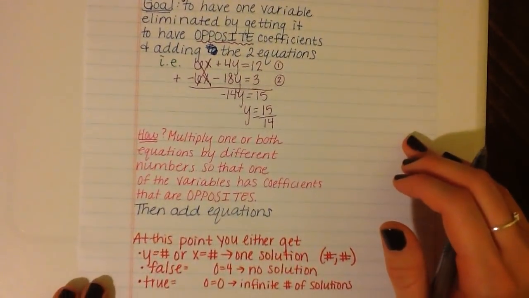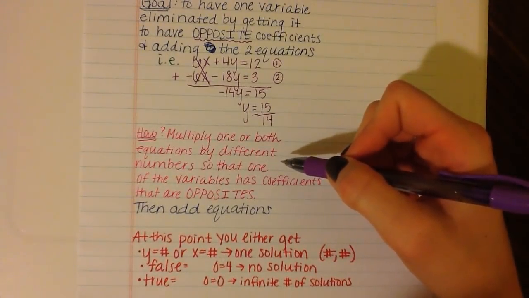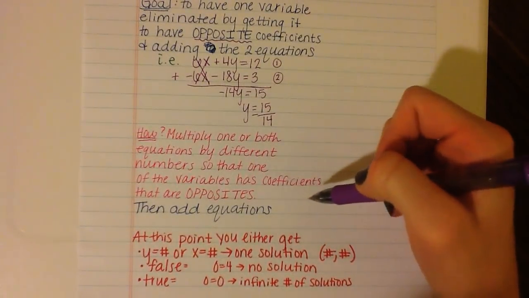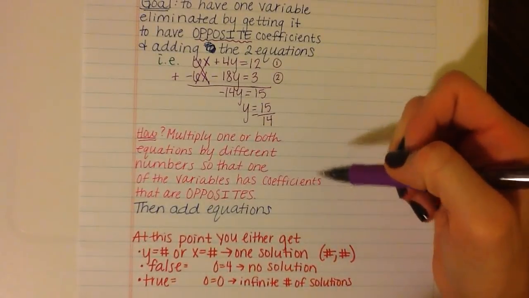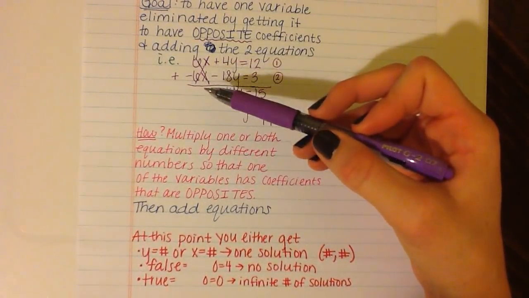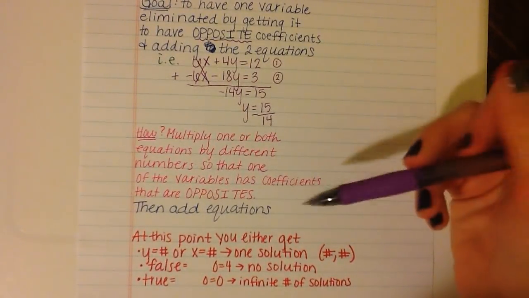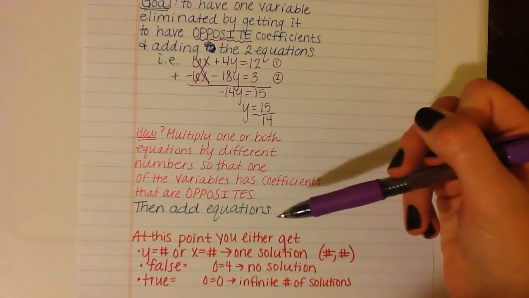Okay, so now we have our how. We're going to multiply one or both equations by different numbers so that one of the variables has coefficients that are opposites. Which right here, I just made one up that they already have opposites, but you're going to have ones that you have to multiply to get opposites. Once you have opposites, then you're going to add the equations together.